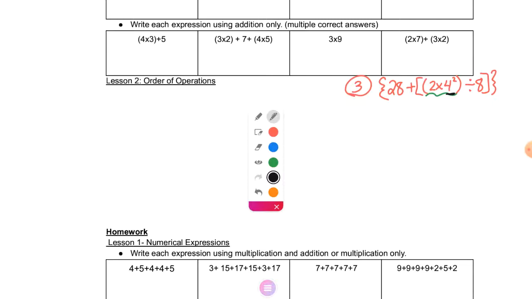Is 4 squared 8? No, it's 16. Why, Fisher? Because 4 times 4 is 16. Because it's 4 times itself 2 times. 4 times 4 is 16. So now the fun part. Copy everything down with just the 16 in there.